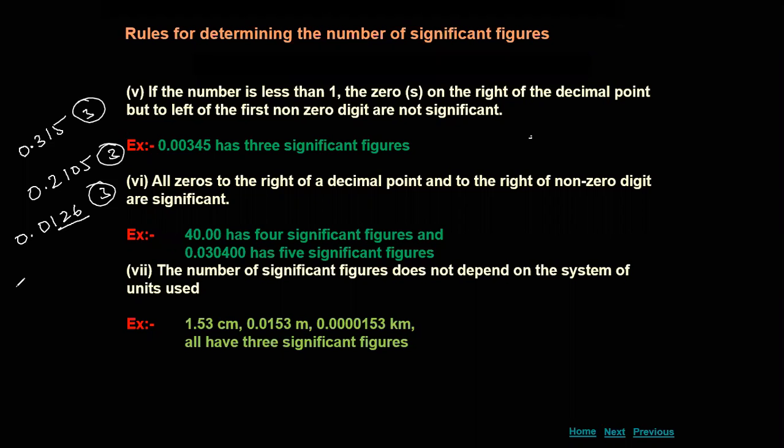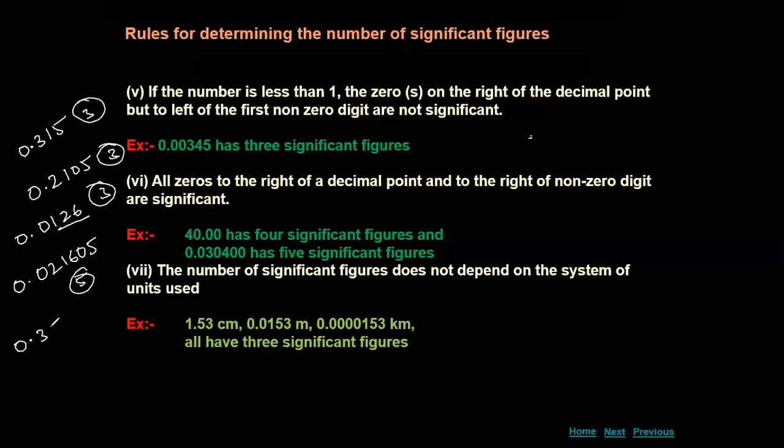Next, one more we will take. 0.021605. How many? 1, 2, 3, 4, 5. Right, 5 significant figures.